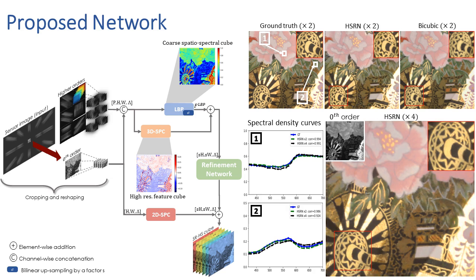This is made possible via the LBP module, which stands for Learned Back Projection, and it produces a coarse rendition, spatial and spectral-wise, of the latent cube. A 3D SPC module, which stands for 3D subpixel convolution, produces a high spatial frequency residual for super-resolution, and then there is a refinement network. We also include an outermost residual connection between the output and a spatially super-resolved zero diffraction order for faster convergence and more stable training.